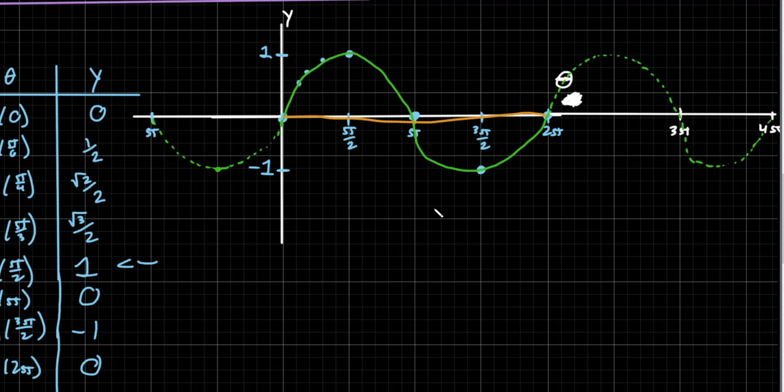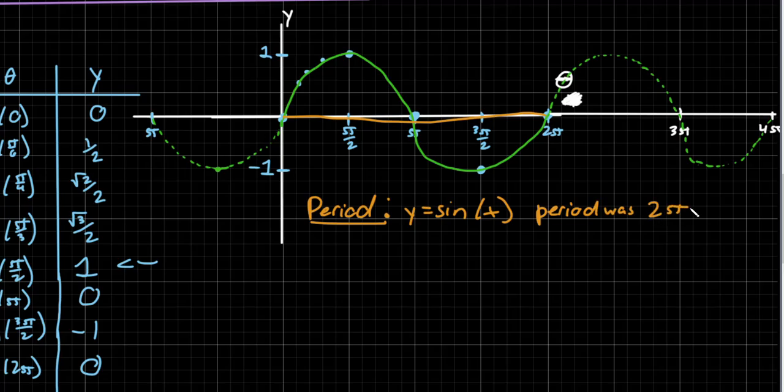Because that was how many times around the circle? Once. That's also called a period. A period around the circle. We're going to define this later. But we said that for y equals sine of x, which we just graphed, the period was 2 pi. That's how long it took us to go around the whole entire circle.